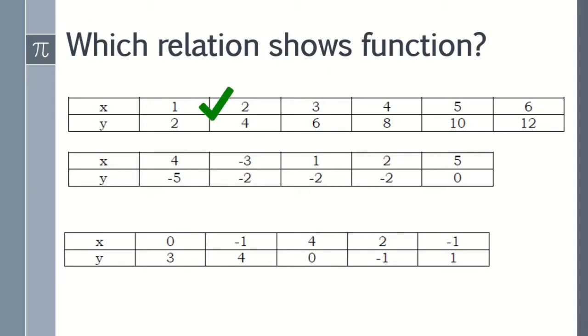How about from the given table of values, which relation shows function? Okay, first table and second table are functions since all the values of x correspond to exactly one value of y. Unlike table 3, where negative 1 corresponds to two values, and that is 4 and 1. And as we have learned, one to many is not okay.